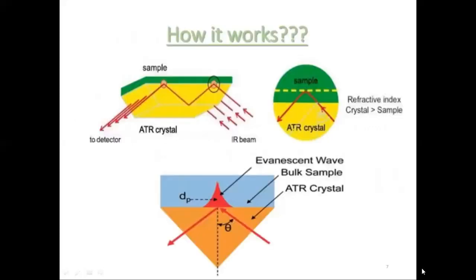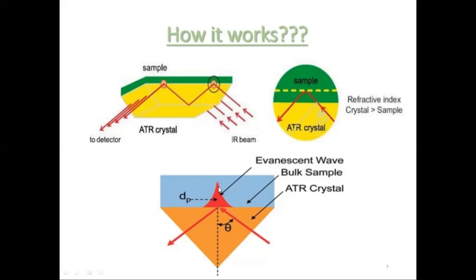So how it works, this diagram will show the working of this ATR. Here, when IR beam is incident on this sample, the sample is shown in the green part, and this yellow part is the ATR crystal. So what happens when it gets reflected back and reaches the detector? At the sample, from the ATR crystal, this radiation will penetrate into the sample up to a few microns, and then it will get reflected back.